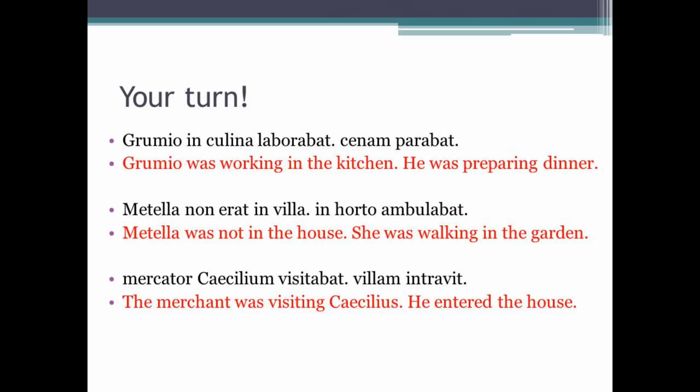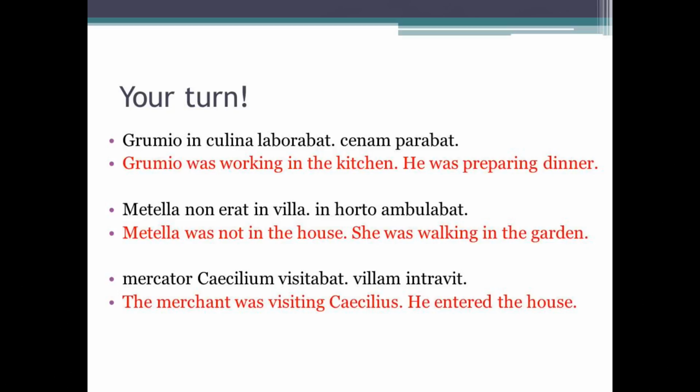Okay, let's go through the answers. Grumio in culina laborabat, cenam parabat. This means Grumio was working in the kitchen. He was preparing dinner. Metella non erat in villa, in horto ambulabat. This means Metella was not in the house. She was walking in the garden.